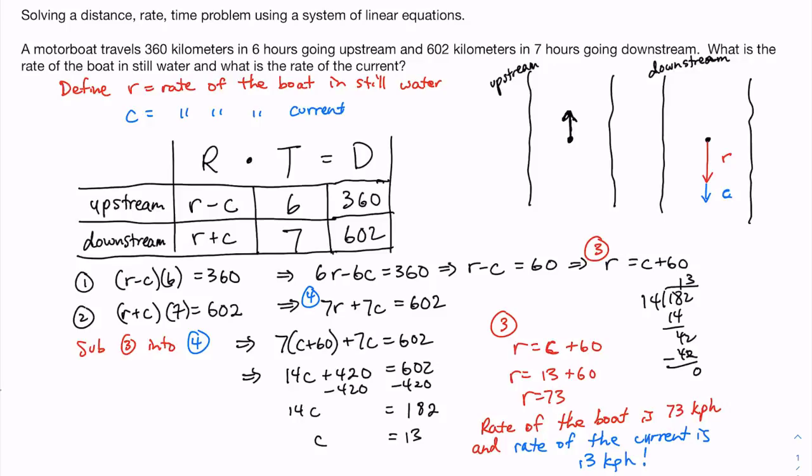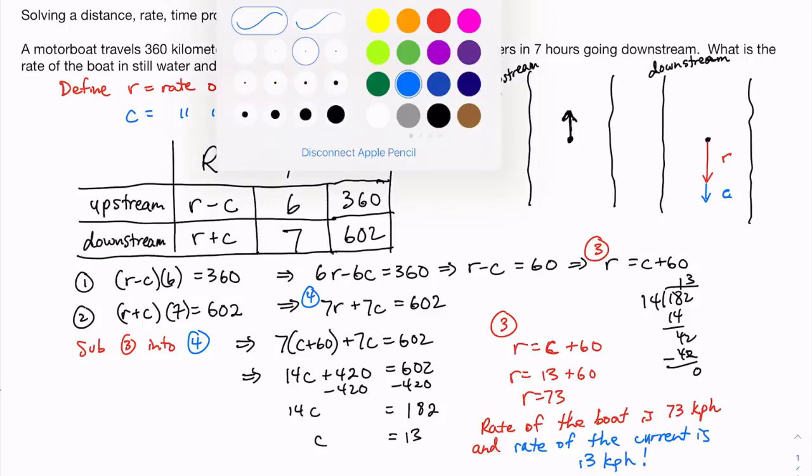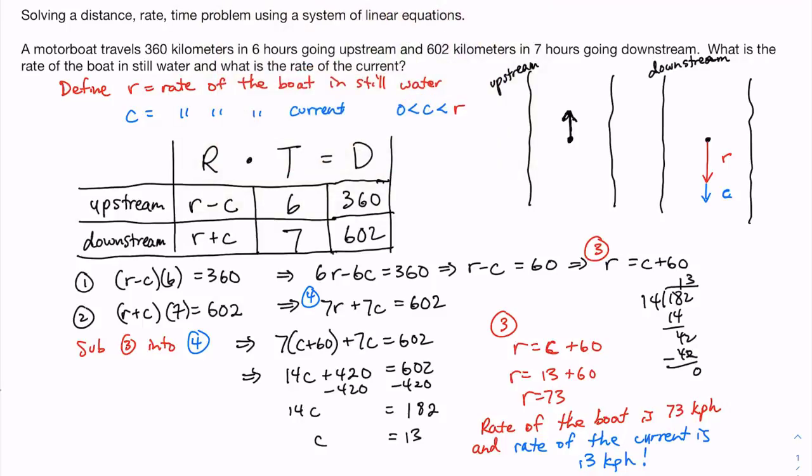Does this problem make sense? You know, what if the current was faster than the rate of the boat in still water? Would that be possible? You want to ask yourself that. In other words, the current was always between 0 and r. The current couldn't have been faster than the rate of the boat in still water.